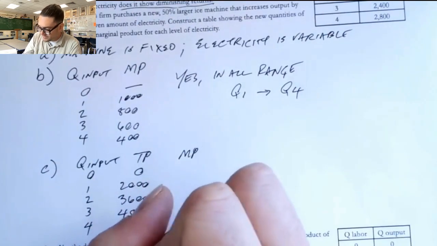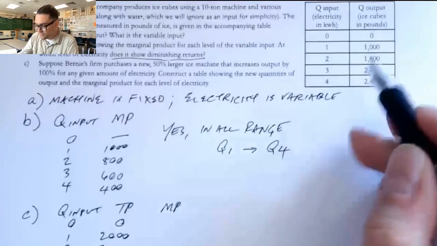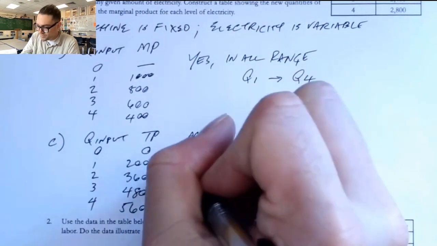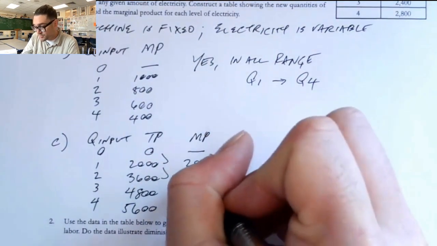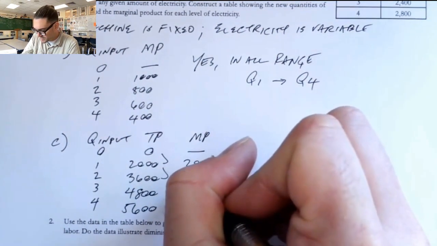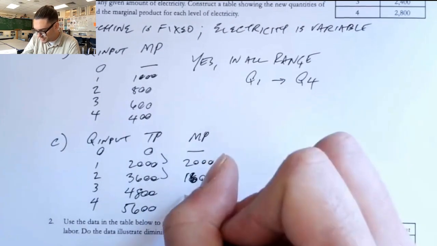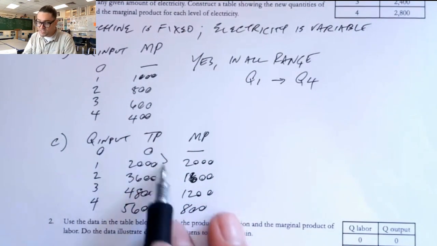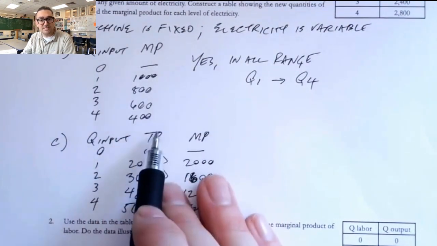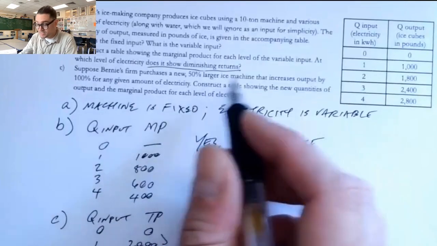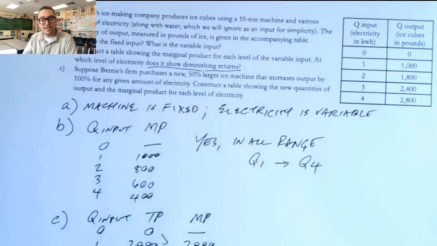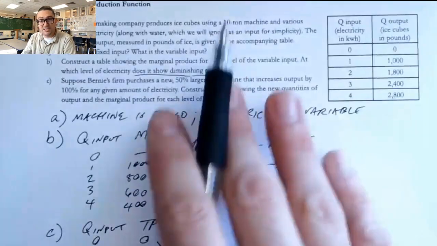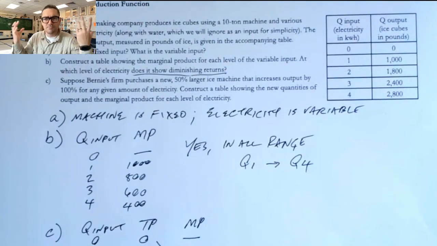4,800, and then 5,600. And so what I'm doing there is just doubling the amount of output every single time because it's 100% more. And then the marginal products are themselves also going to double from what we saw before. That's 1,600, 1,200, and then 800. And again, the two ways that we could do that is the rate of change in between these, but it's also just doubling the amount of marginal product because we've increased that by 100%. And for what it's worth, that 50% larger ice machine would just be like a 15-ton ice machine. I guess it can make a lot more ice.